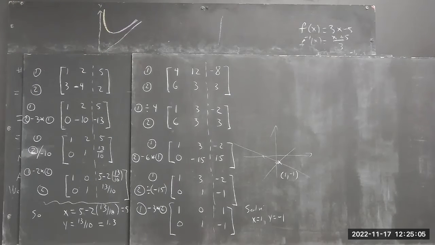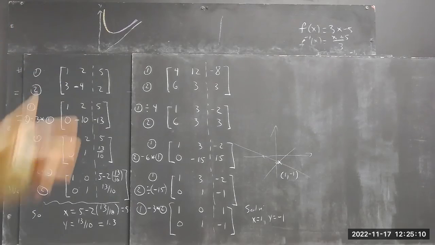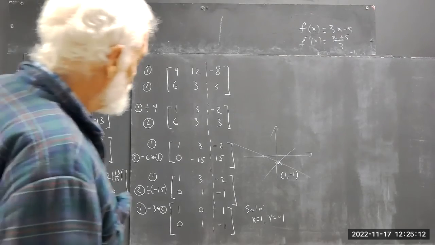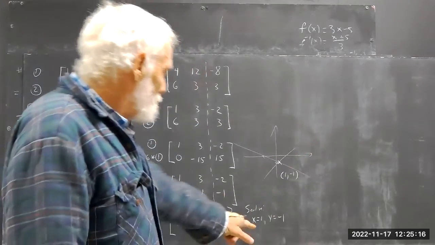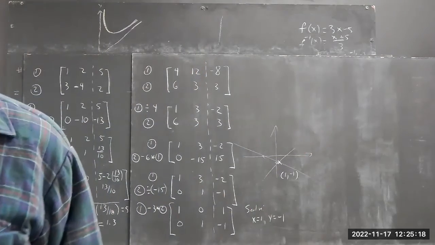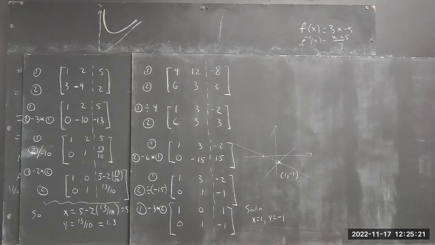So remember, the reason I write this out, remember that these equations, these rows stand for equations that have graphs. And this is the crossing point of the graphs. So we come back to the whole graphical picture.